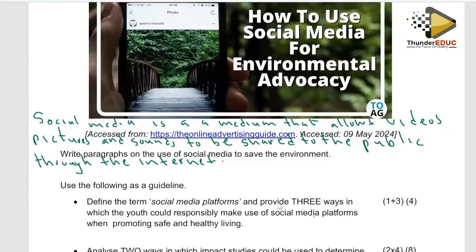Secondly, you can also say that it is an electronic way for the public to update each other about their daily activities, important moments via posts, feeds, and stories. So you can also say that these are online tools that allow individuals to show appreciation for another's views, information, videos, pictures through likes. So that is the definition of social media. Now the second part of the question requires us to give three ways in which the youth could make use of social media when promoting healthy and safe living.